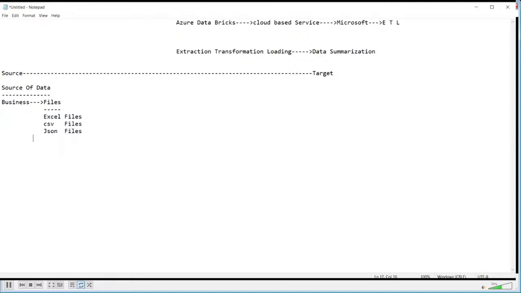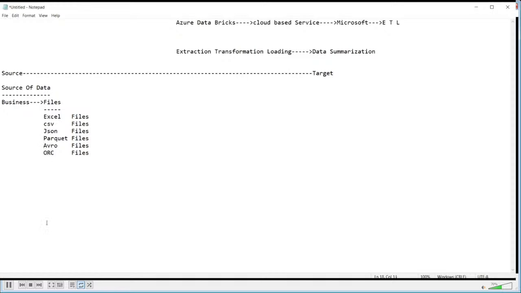And then afterwards, you have Excel files, CSV files, JSON files, and you have the Parquet files. And then you can have Avro files. And then we can also have ORC files. Various types of files. That means we get the data ultimately from the business, and this data will be recorded in the form of files: Excel files, comma separated value files, JSON files, Parquet files, Avro files, ORC files.